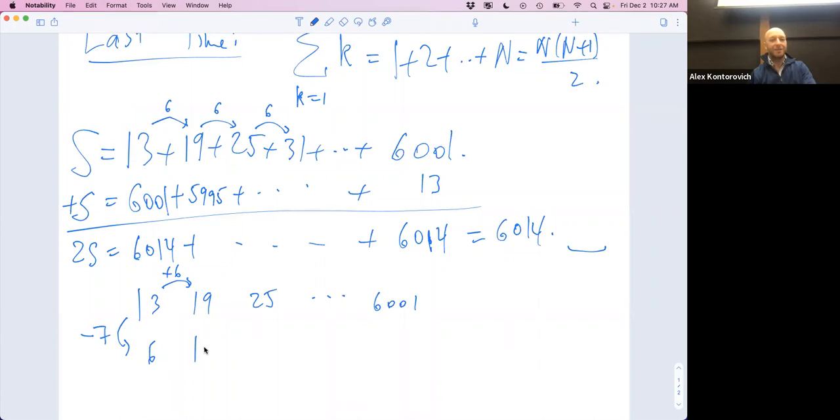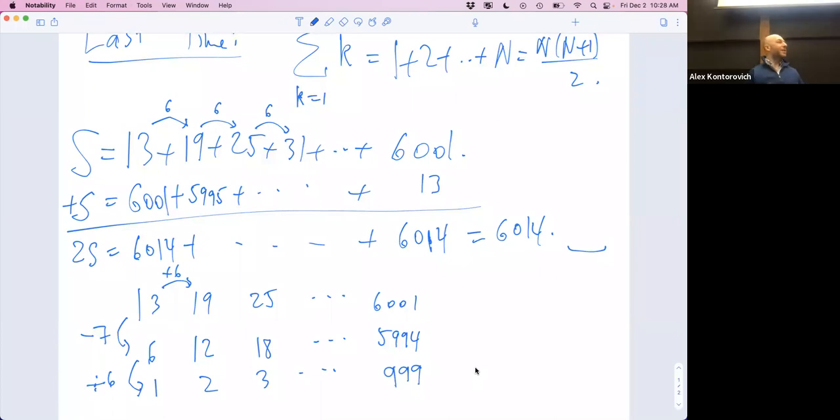19 minus 7, 12. 25 minus 7, 18. You see, now we're seeing the multiples of 6. Oh, that's much more convenient to think about. And the last number, I have to subtract 7 from as well: 5994. Once we've done that, we know that these are all multiples of 6, so we can divide by 6. 6 divided by 6 is 1, then 2, 3. This 6,000 divided by 6 is 1,000, and I have one fewer 6, so this is 999. Does everybody see that?